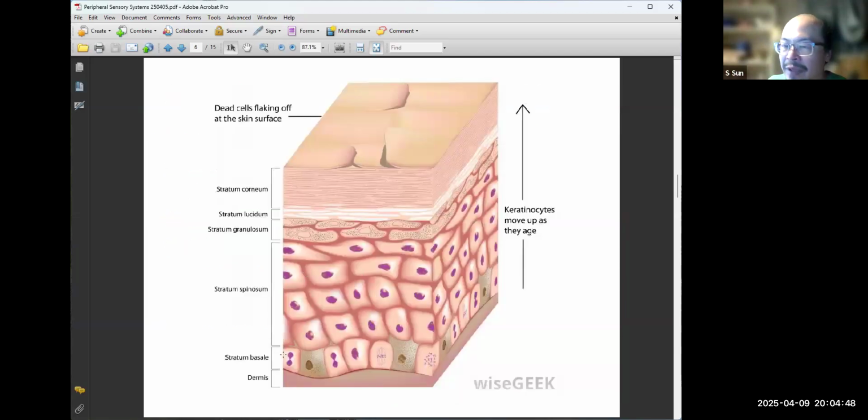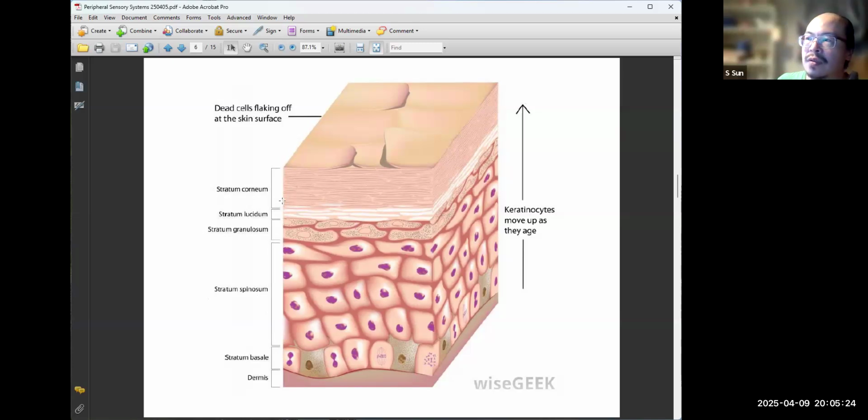Skin, the epidermis layer. So here's the dermis, and this is the epidermis. We see layers of epithelium cells. What I want you to pay attention to here is that each layer has a name. From the bottom, we have stratum basale. Going up, we have stratum spinosum. Further up, you have stratum granulosum. Further up, we have stratum lucidum. Further up, we have stratum corneum.